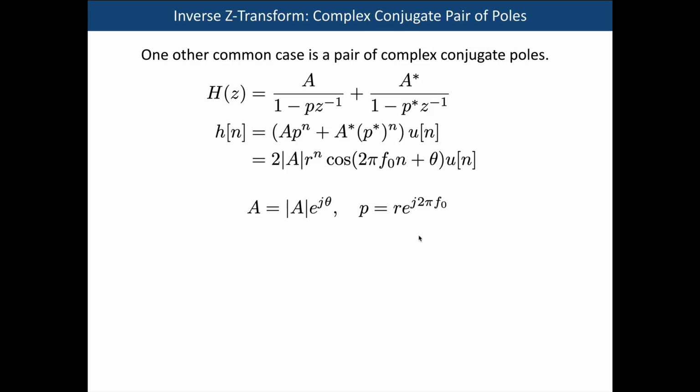Another kind of pole pair that you could have is if the poles appear in complex conjugate pairs. Notice in this case, you have a pole at P and a pole at P conjugate. The residues in those cases will also appear in conjugates. And if you write down the inverse transform, you can combine these terms into a cosine where A and theta come from the residue A: the magnitude of the cosine and the phase of the cosine. The decaying envelope portion and the frequency of the cosine come from the pole location. So R is the pole magnitude, and F naught is related to the angle of the pole.